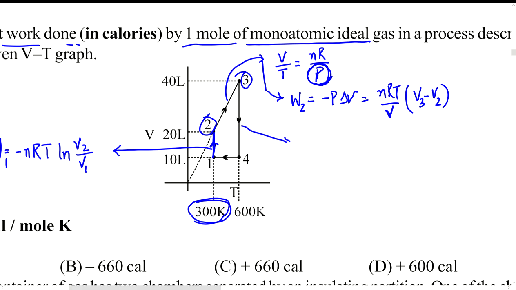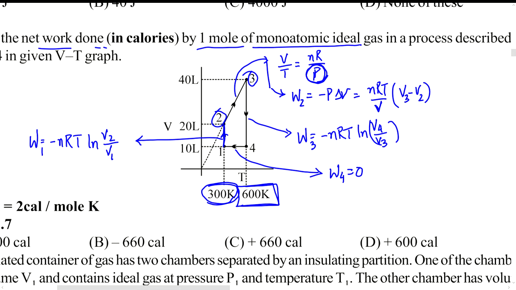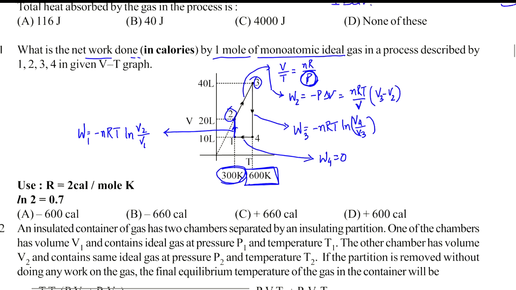The process 3-4 again is an isothermal process at 600 Kelvin, for which work done is minus nRT, where T is 600 Kelvin. The work done is minus nRT ln of V final by V initial, so it's V4 by V3 in this case. Let's call it W3. The last process is process 4 to 1, which is at a constant volume of 10 liters. It's an isochoric process, for which work done is simply 0. Now you can find out the net work done in the cycle by adding up W1, W2, W3 and W4.